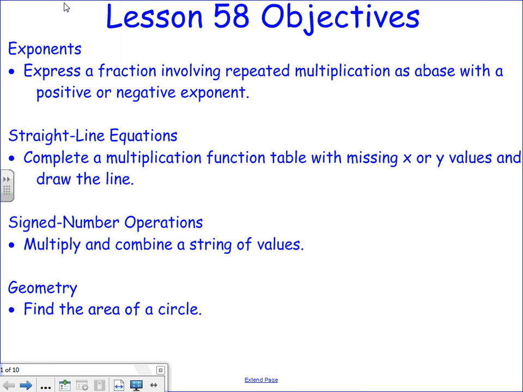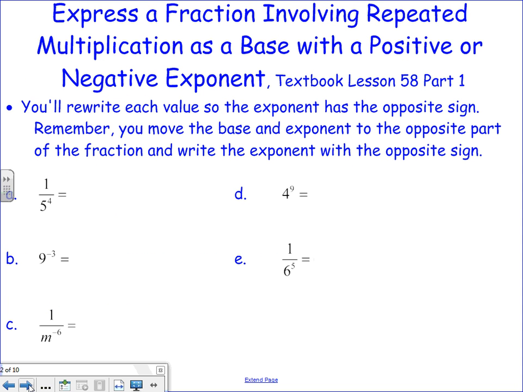All right, lesson 58. First thing we're going to talk about is exponents. We're going to express them as a fraction with repeated multiplication as a base with a positive or negative exponent. We're going to look at straight line equations. We'll complete the multiplication table with the missing x or y values and draw the line. Sign number operations. We'll multiply and combine a string of values. And then the last part here, geometry. We'll be looking at area of a circle. So go to the next part on your note sheets here.